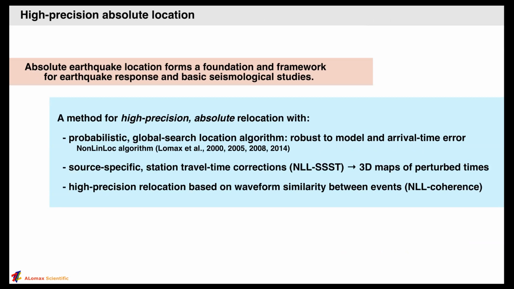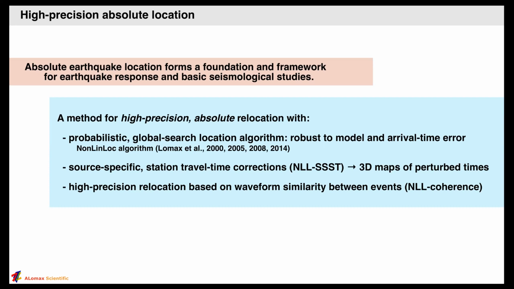In general, when we locate earthquakes, we start with absolute earthquake location, which forms a foundation and framework for many aspects of seismology, including earthquake response and basic seismological studies. And also for high precision relative locations, you need a set of absolute locations to start with. So I'll be discussing a method for high precision absolute relocation based on the probabilistic global search location in NonLinLoc.